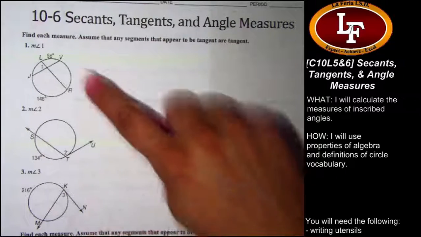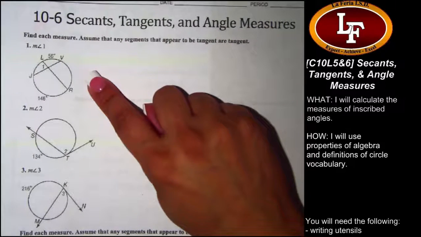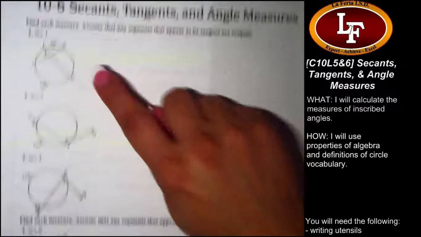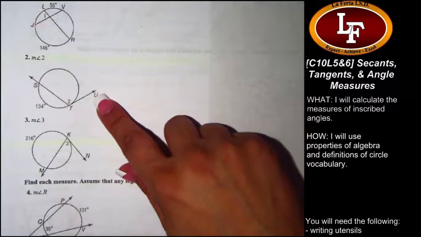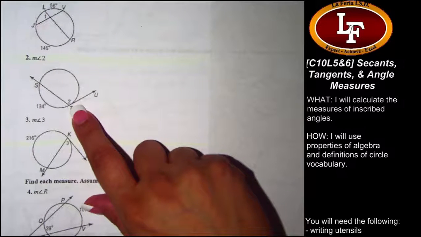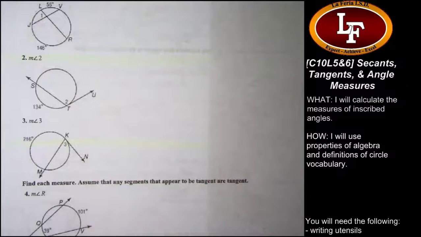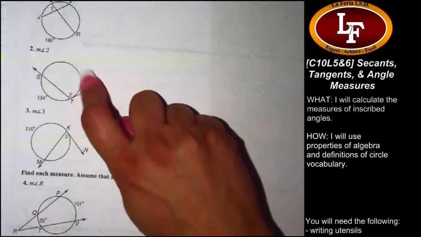On number 1, are those secants intersecting inside or outside the circle? Inside, which means you're going to be using the inside formula. Now take a look at this one. Where do those secants or lines intersect? Inside, outside, or on? On, which means this is an inscribed angle. So go back to 10.4 and look once again at your inscribed angles. That should help you figure this one out.